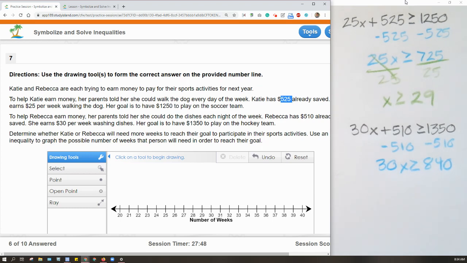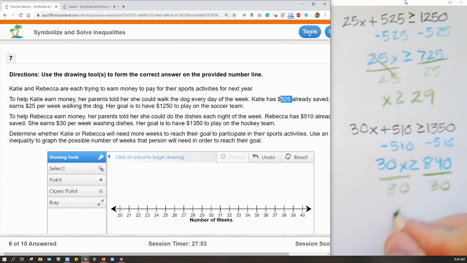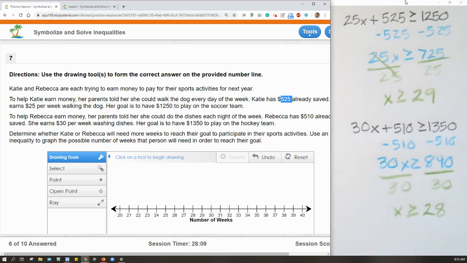So then we're going to divide both sides by 30. We get X is greater than or equal to 840 divided by 30, which is the same as 84 divided by 3. 60 divided by 3 is 20, and 24 divided by 3 is 8. So that would be 28. So who's more? One of them was 29 and one of them was 28. So our 29, which belongs to Katie, is going to be the higher number of weeks.